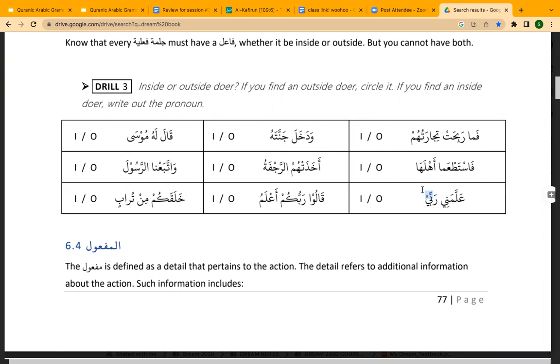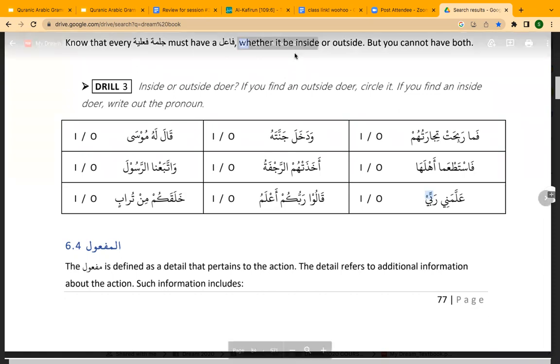Is it clear? So based on context, you will determine the status of your idafa when ya mutakallim is attached to an ism. Because in all three forms, it is going to be like this. Whichever word it is, it's always going to be with kasra. Okay? I hope this is clear.